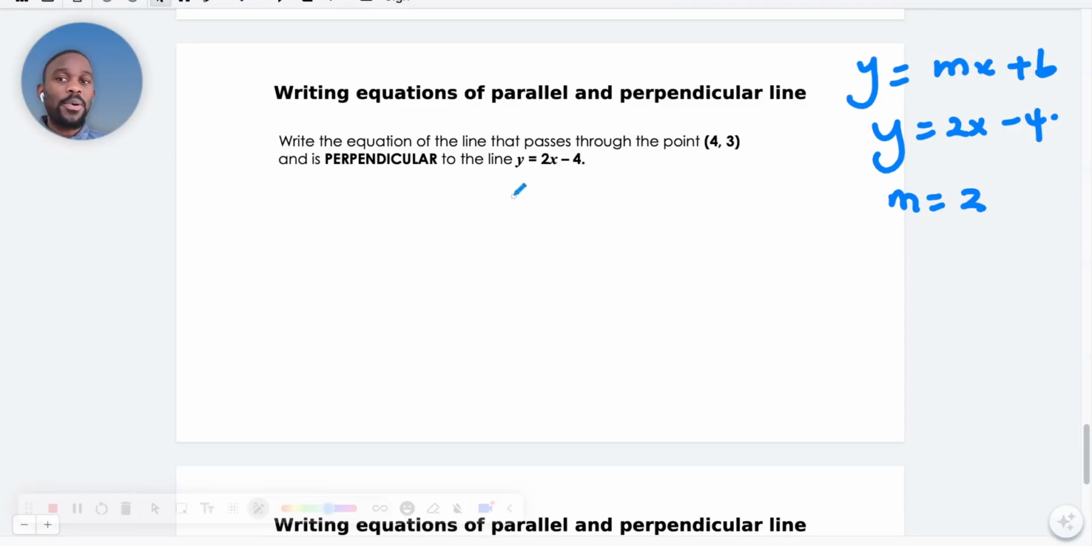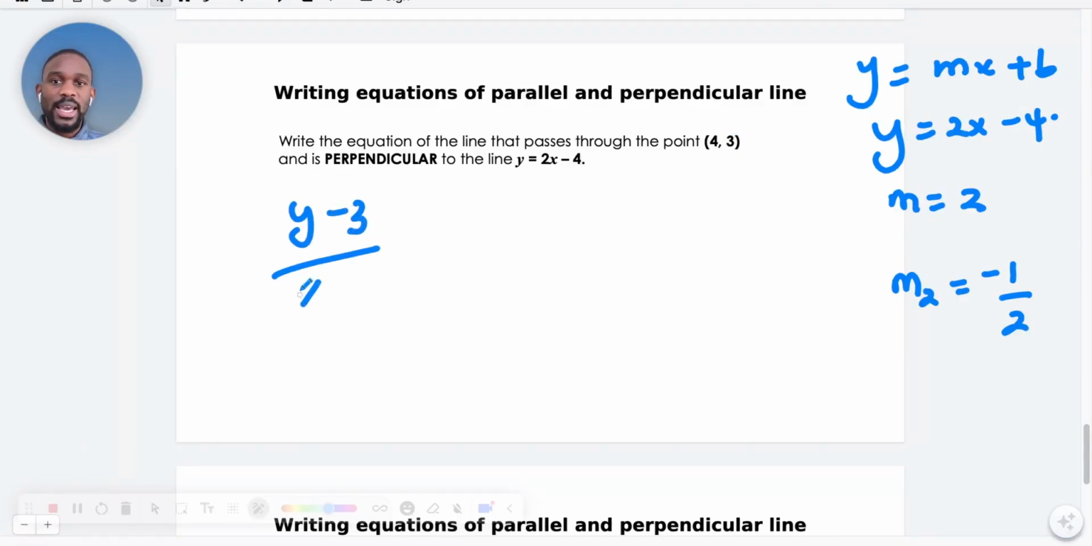Now, what will be the slope of the perpendicular line? Remember, perpendicular lines have negative reciprocal slopes. So the slope of the perpendicular line, line 2, will be: flip it, so it will be 1/2. Change the sign. This is positive, this will be negative. That will be the slope of the perpendicular line. So let's write the equation. So this is y, this is x. So (y - 3)/(x - 4) should give me my slope here, which is -1/2.